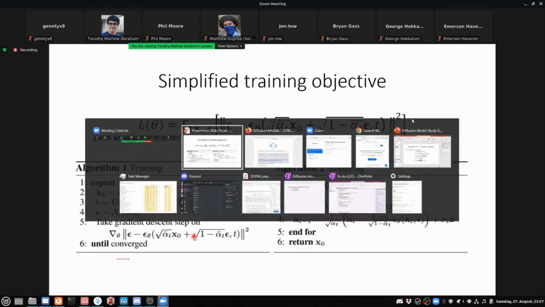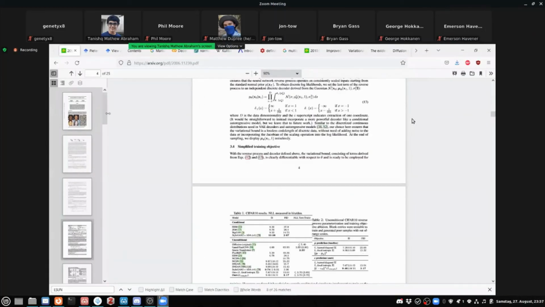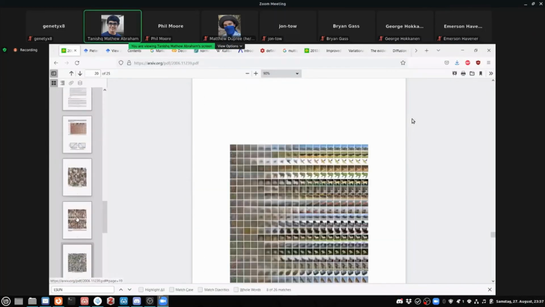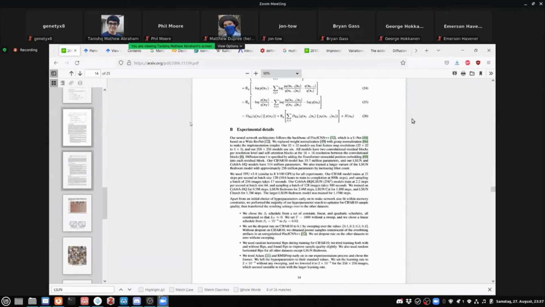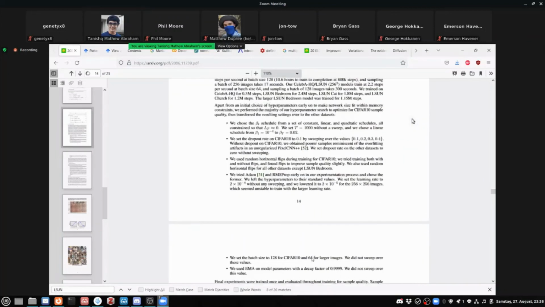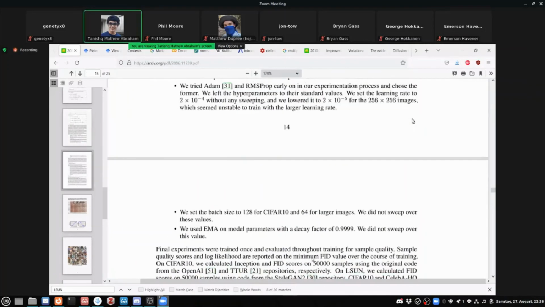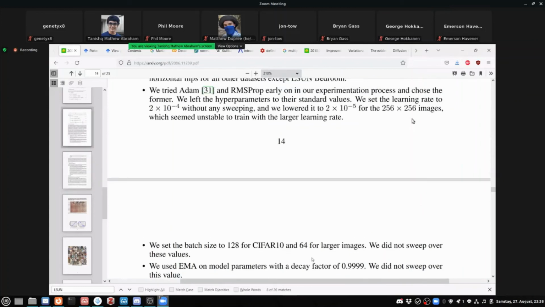But I think the paper used like 32 or 64, no? Let me check. In practice, I've seen it go better as I increase the batch size, which is why I bring this up. It was in the appendix somewhere. We tried Adam. 128 for CIFAR-10 and 64 for larger images, and they didn't try anything else. They said we did not sweep over these values. I've seen things go a lot better when trying, say, 512 versus 64.